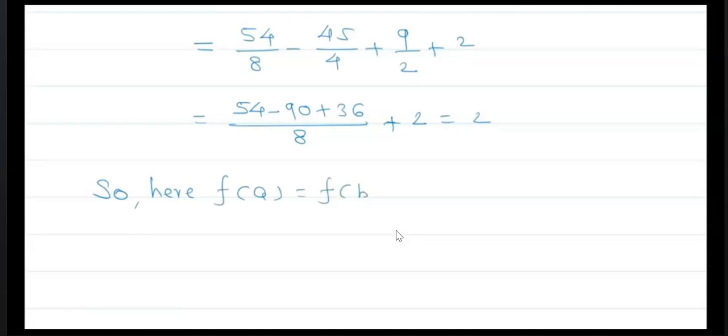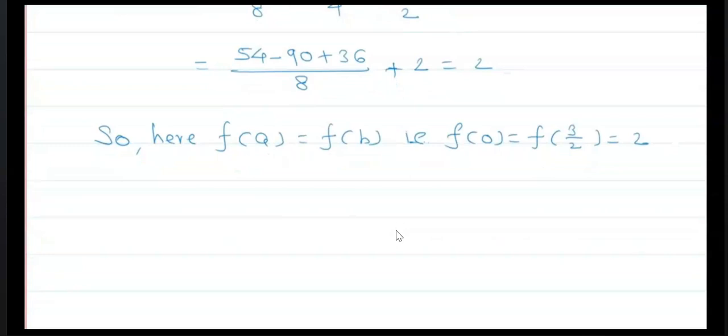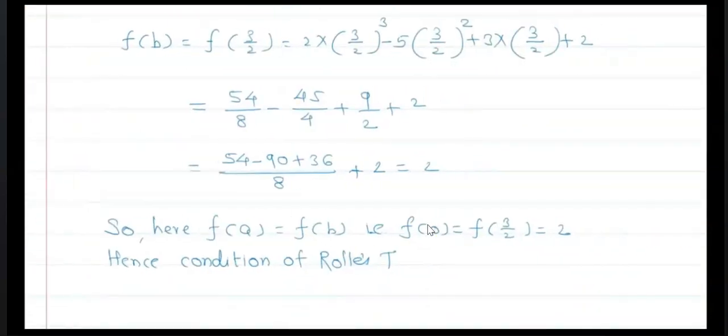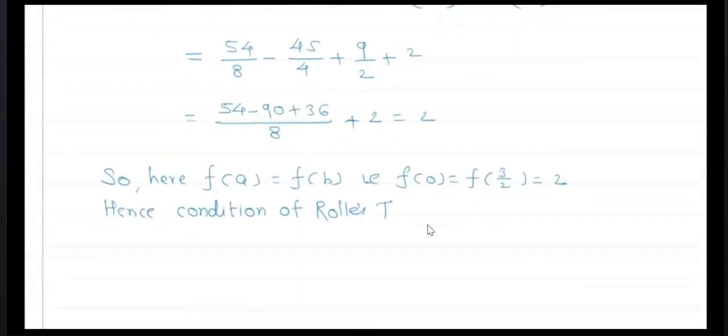So here f of a is equal to f of b, that is both values are equal. The value at a is 2 and the value at b is also 2. Therefore f of a equals f of b, that is f of 0 equals f of 3 by 2 equals 2. Hence the conditions of Rolle's theorem are satisfied. And then there is the point c, and we find the value of that point c as well.